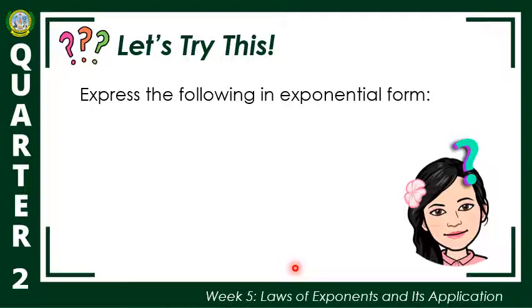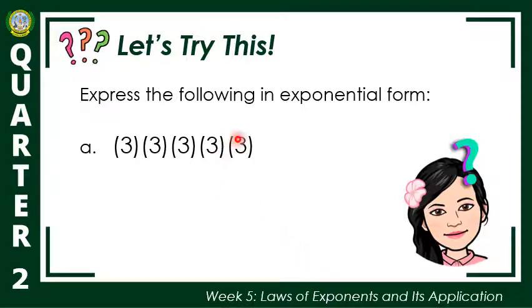Express the following in exponential form. First, what is 3 times 3 times 3 times 3 times 3 in exponential form? So as you can see, 3 is being multiplied by itself 1, 2, 3, 4, 5 times. So ang magiging exponential form po natin is 3 raised to the power of 5. 3 ang ating base and then 5 po ang exponent. Okay? Since 5 times po, minultiply ang 3 by itself.